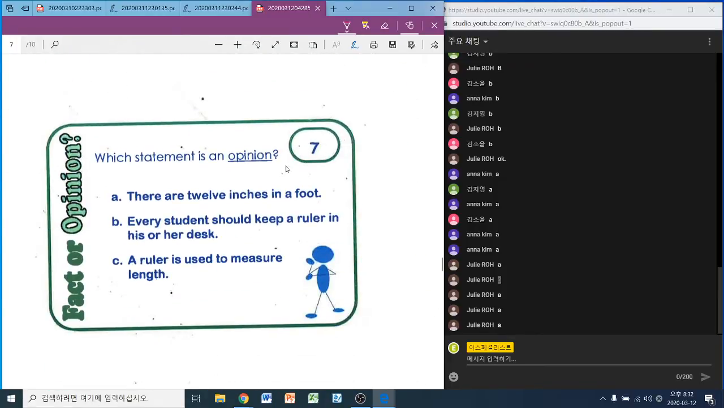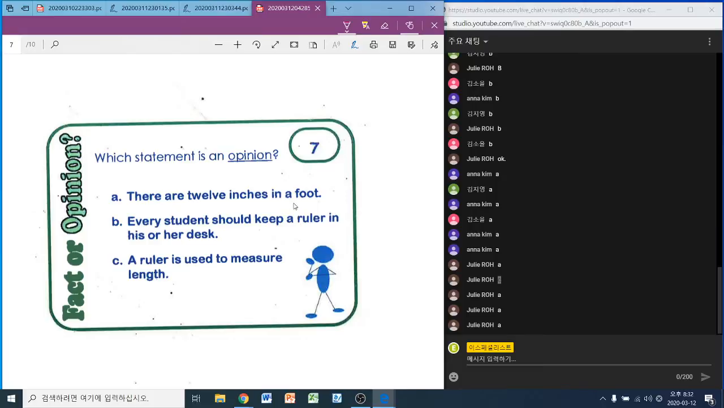All right, number 7. Which statement is an opinion? A. There are 12 inches in a foot. B. Every student should keep a ruler in his or her desk. Or C. A ruler is used to measure length.